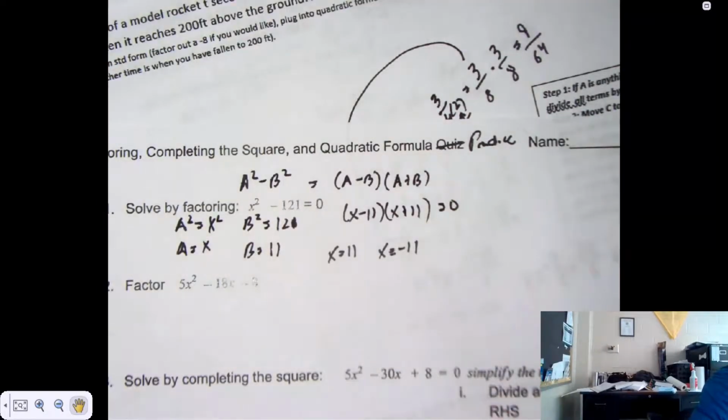That one's done. Now the next one says factor. I swear on Austin's life that if you solve number 2, I will count it wrong. Does it say solve? Do you see an equal sign? You better hope they don't solve.